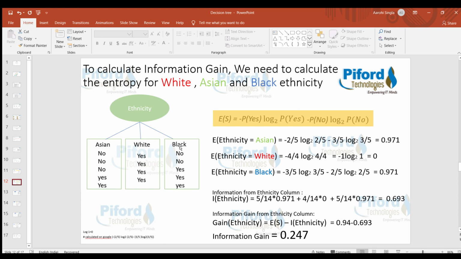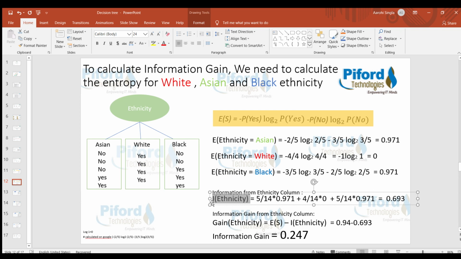Now let's calculate information gain. Now remember, see over here, this is what information gain is. But directly with entropy, you cannot calculate information gain. First of all, we'll be calculating information. I of ethnicity means information of ethnicity. You need to calculate information first of all, and then we can calculate information gain.